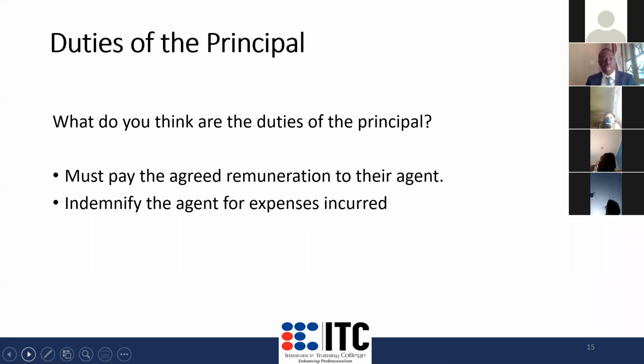Number 2 is to indemnify the agent for their expenses. The principal is meant to indemnify you for any expense that you may incur when you're pursuing a given deal, provided that it was put in the contract. Don't bring your bills because you are an agent.